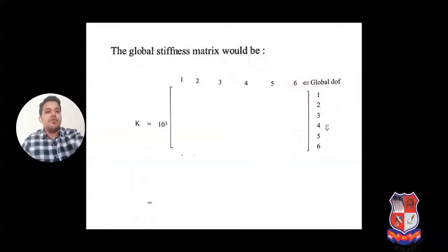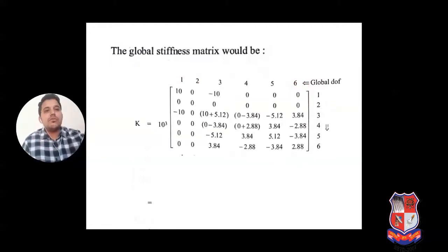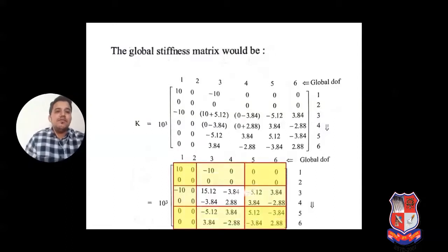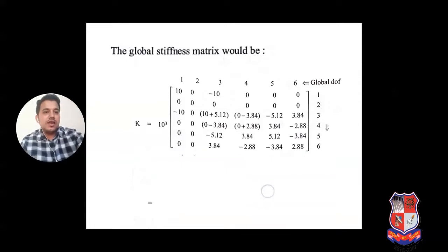Now we combine, as we learned, component 1, component 2. So this is the big matrix, and when we formulate it, have you observed here, this is the 0 line, sorry.